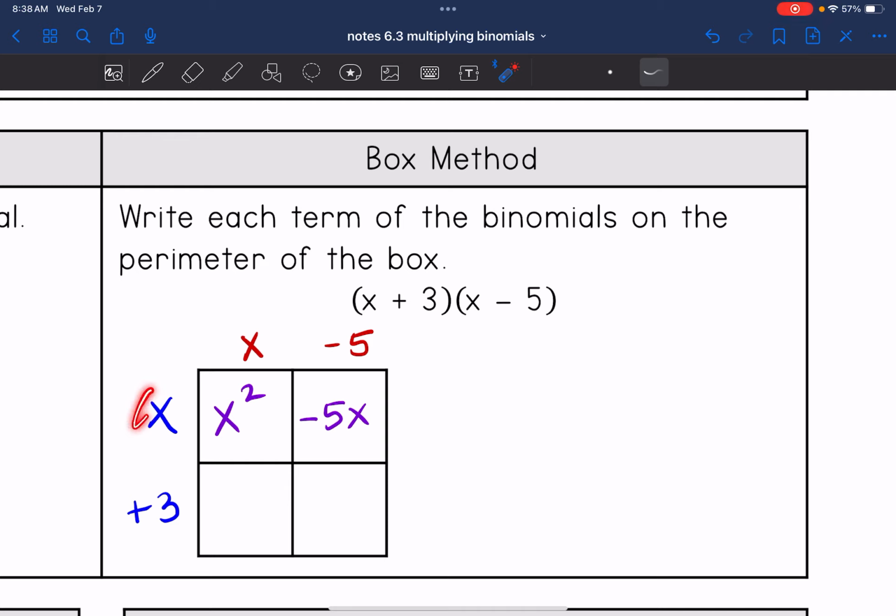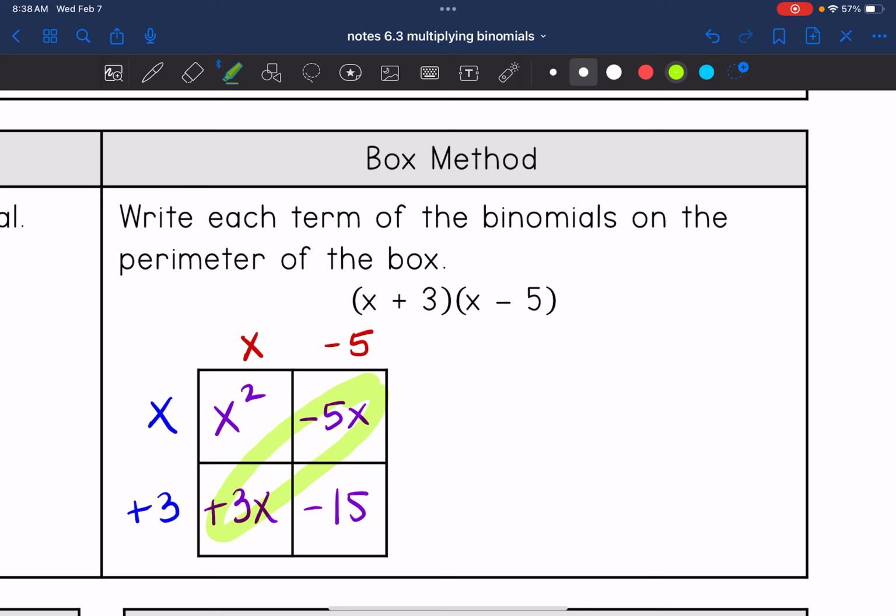Okay, now we're done with this top row. Now let's do the bottom row. Positive 3 times x is positive 3x. And last square is positive 3 times negative 5, which gives me negative 15. Okay, so then when I take all of these terms out of the box, I want to combine like terms as I do that. And as I'm looking through here, my like terms are going to be on that diagonal.